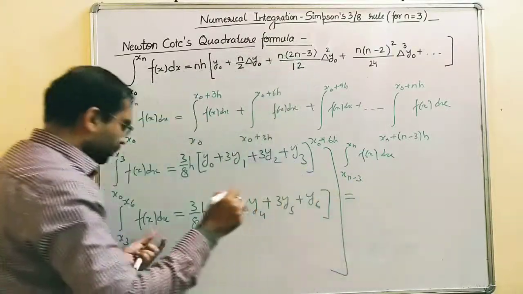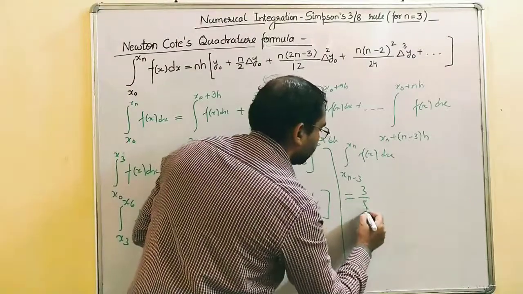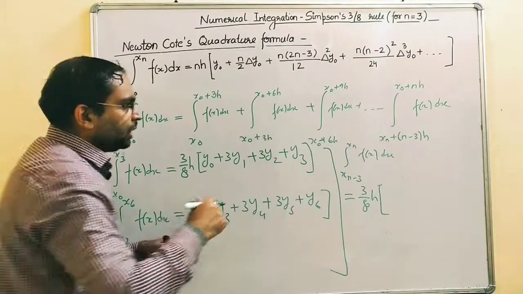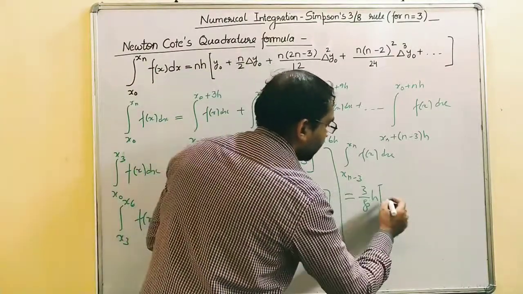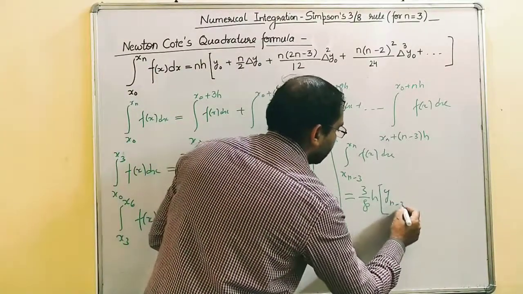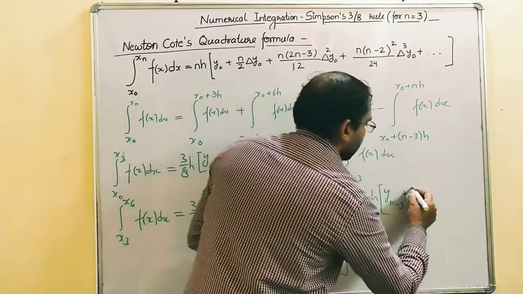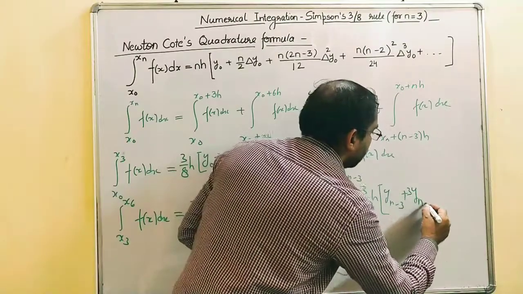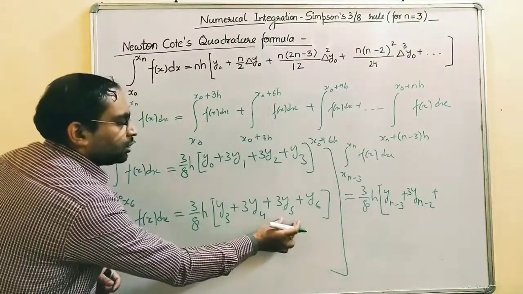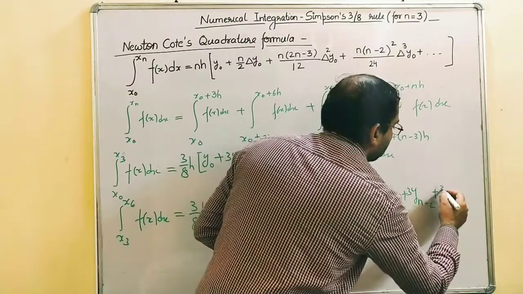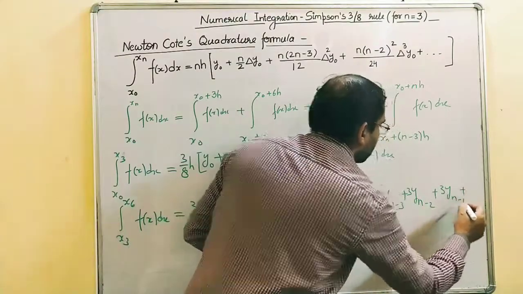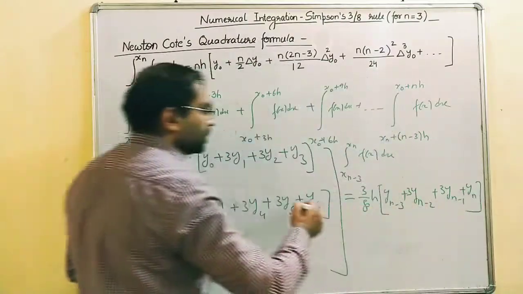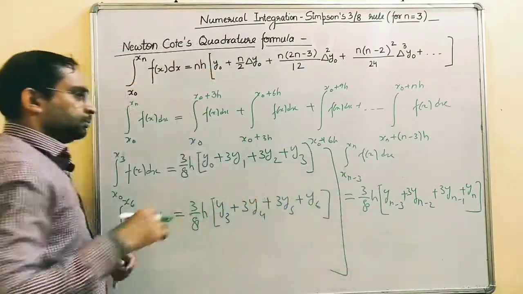This will be equal to 3 upon 8h. Within the bracket, this is y3. So here we have a lower term xn minus 3, that is y of n minus 3, plus this is thrice, so this is 3 y of n minus 2 plus 3 y of n minus 1 and plus yn. So this is the last subinterval.